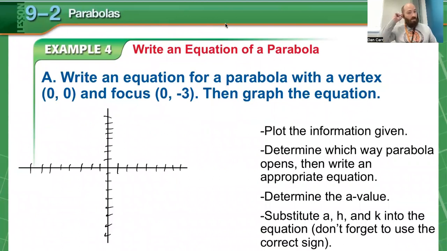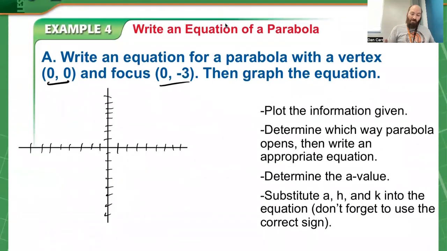In this case, we want to write an equation for a parabola with a vertex at (0, 0) and a focus at (0, -3). It helps if we follow these steps. Let's start with plotting, because in the event we know we need a graph in the end, might as well just plot what we have. So here's my vertex, and here's my focus.